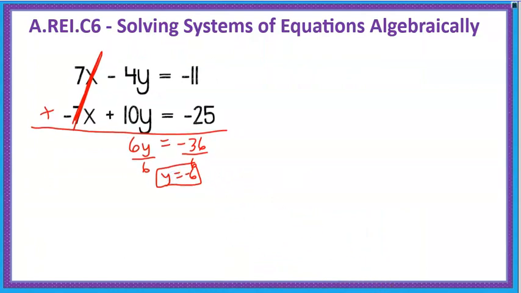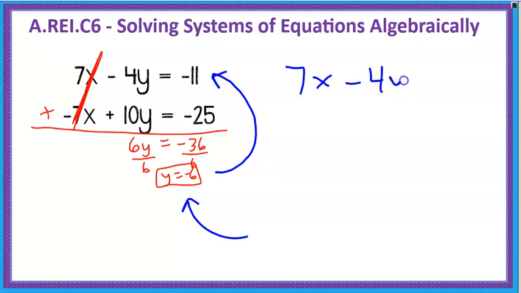Now remember, a system has two variables, therefore it has two answers. And I only found one answer, and that was y. So I'm going to take that y value and I'm going to substitute it into one of the original equations. I'm going to choose the top sentence, and it doesn't matter which sentence I use. But remember, a substitute is a value that you replace after you've erased. So this is a substitute right here. This is a substitute for y.